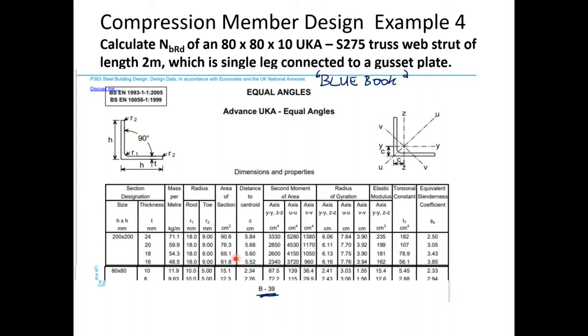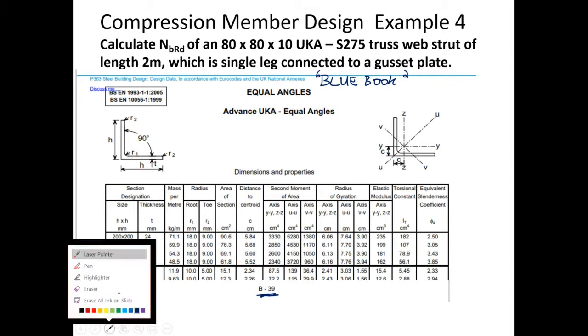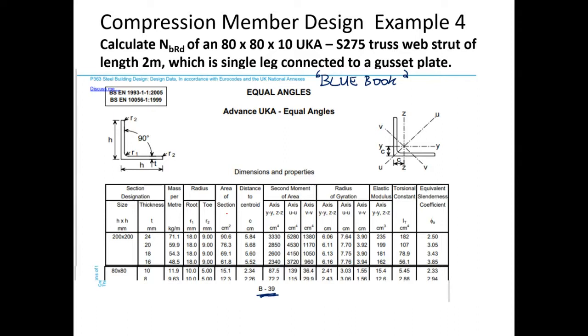With the area of the section in cm squared, so that's the cross-section area of the section. So obviously that's A, an important parameter that we need. Distance to the centroid c, so up here we have c, the distance to the centroid from the origin, in centimeters. The second moment of area is the same about the y and the z axis because it's an equal angle section. So that's 87.5. We have the second moment of area about the UU and VV axes across there. We've got the radius of gyration, so iy, iz.